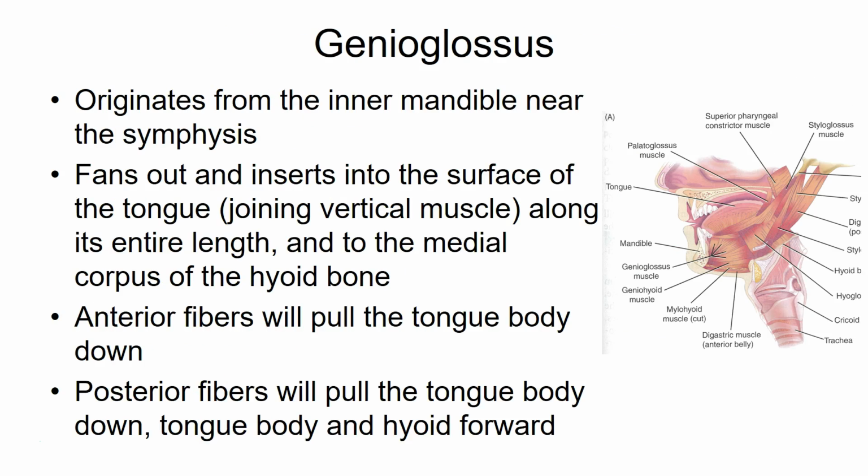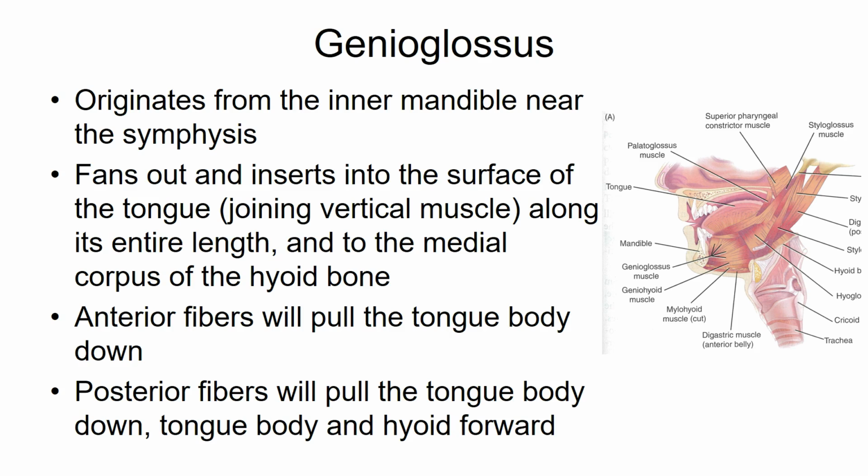The genioglossus muscle is our most complicated extrinsic tongue muscle. It comes from the inner mandible near the symphysis at the front of the mandible, where the two halves of the mandible bone fuse together in development. This muscle fans out and inserts into the surface of the tongue, joining with the vertical muscle fibers all along the entire length of the tongue, and also the most inferior and posterior fibers of the genioglossus will connect to the hyoid bone.